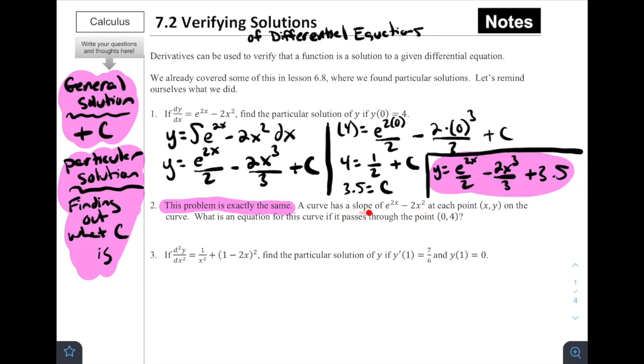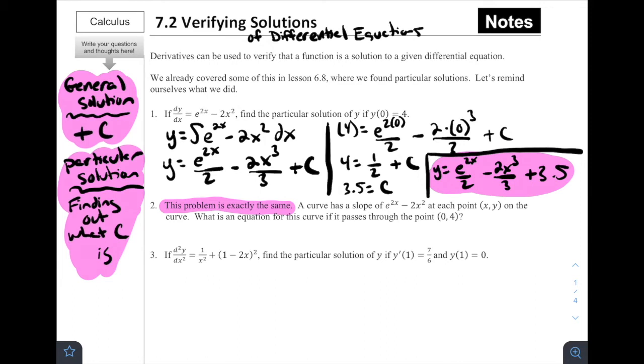So if it has a slope, we know that that's the derivative, right? So that's telling us this is the derivative function, but notice they didn't say that this was dy dx. We need to know that slope means derivative. And they're saying, what's an equation for this curve if it passes through the point 0, 4? So instead of them saying, hey, y of 0 is 4, they actually just said it goes through the point 0, 4. So this is the same thing, just written in a different context.